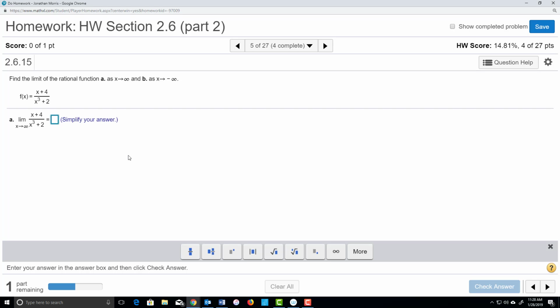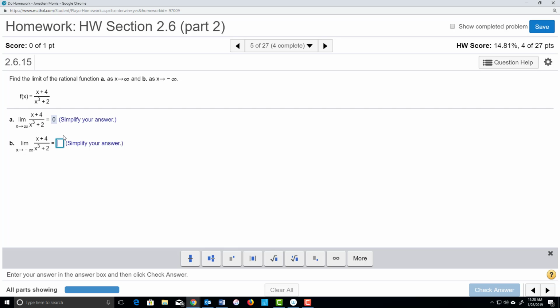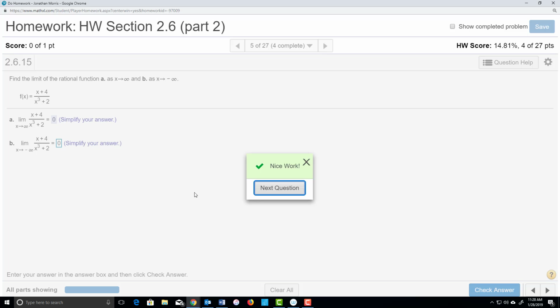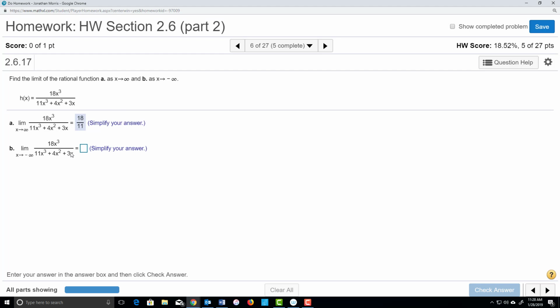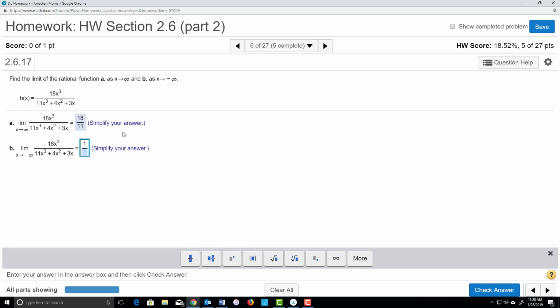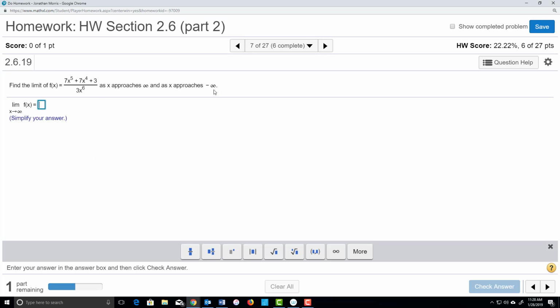Here, when you think about the horizontal asymptote, the horizontal asymptote would be y equals 0. So that's exactly what your limit as x approaches positive and negative infinity is. And here, the power of the numerator is the same as the denominator, so you're thinking about that 18 over 11, and you're just thinking about the horizontal asymptote, y equals 18 over 11, and it's the same exact thing for positive and negative infinity.